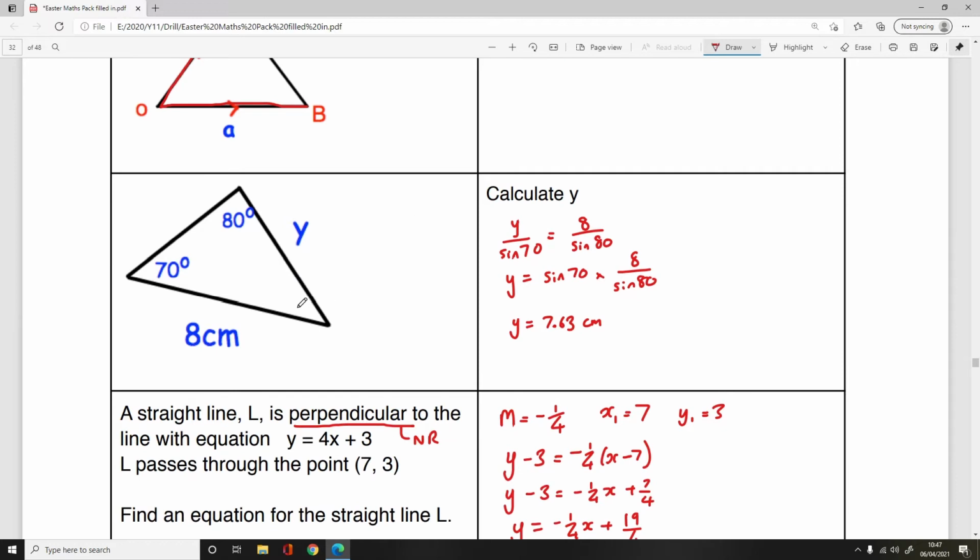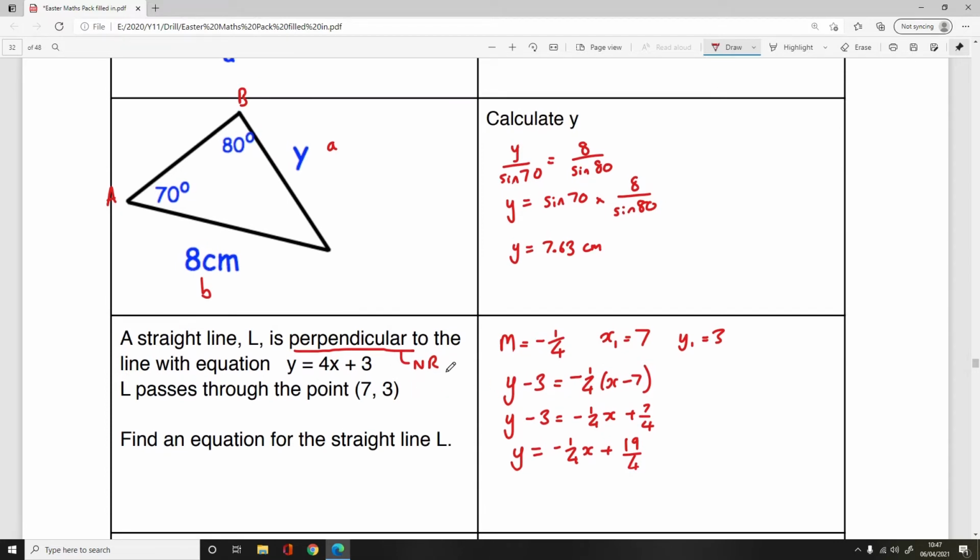This is a sine rule question because there are 2 sides and 2 angles. Cosine rule would be if there were 3 sides and 1 angle. So y over sine 70 is 8 over sine 80. Remember that sides always go opposite the angles they're attached to. So we could think about this as side A, angle A, side B, angle B. And then the way we set it out, we multiply across by that sine 70, we'll get 7.63.